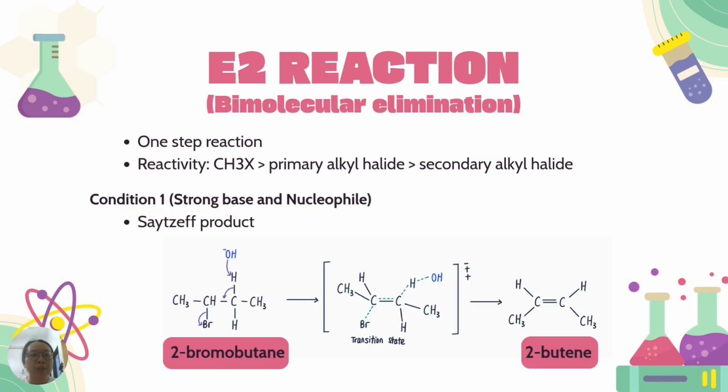The E2 reaction is a bimolecular elimination reaction. It is also a one-step reaction, as halide leaving and proton abstraction happen simultaneously without intermediate formation. Now, we will explore the E2 mechanism using 2-bromobutane under two different conditions. The first condition is with sodium hydroxide in ethanol. Sodium hydroxide is a strong base which abstracts the more substituted beta hydrogen, causing the formation of a carbon-carbon double bond and the breaking of the carbon-bromine bond. The leaving group is the bromide ion, which leads to the formation of the Zaitsev product, 2-butene.